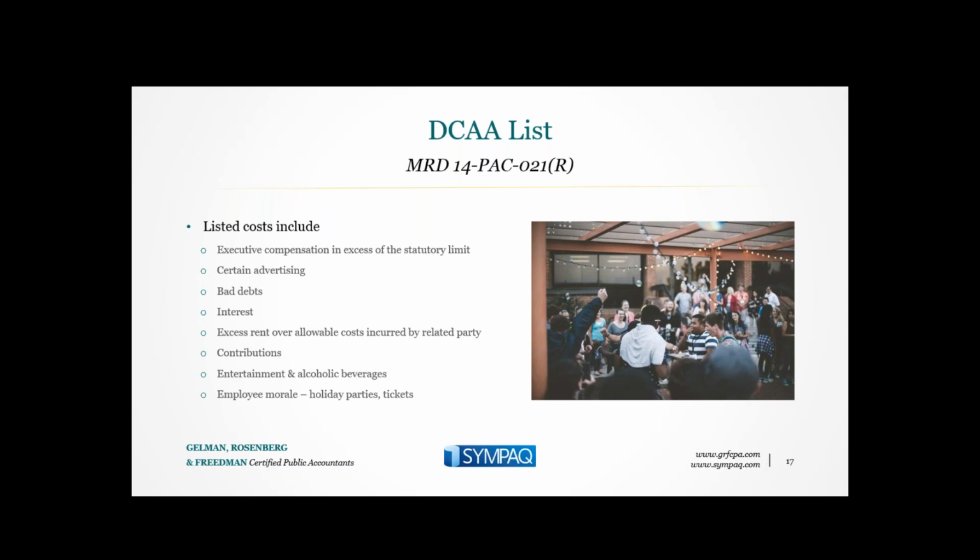Here is the other DCAA guidance that I mentioned, Memorandum to Regional Director 14-PAC-021. It's a list. It's not very thoughtful, but it's worth a read and worth looking at when you're preparing an incurred cost submission. This DCAA guidance is found on their website under Guidance and Memoranda to Regional Directors. It's there on the internet, and you can look that up.